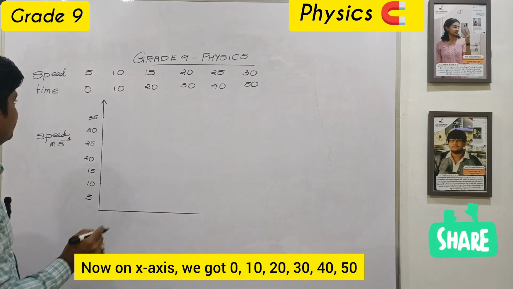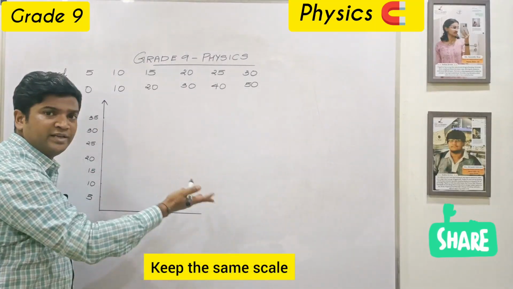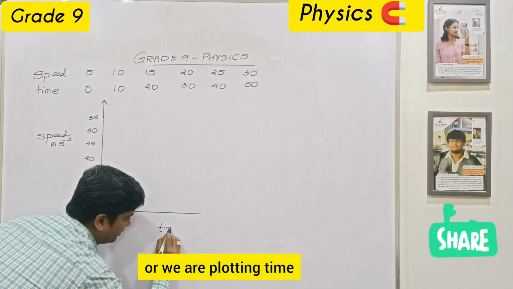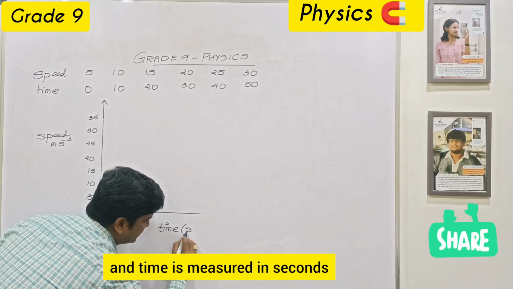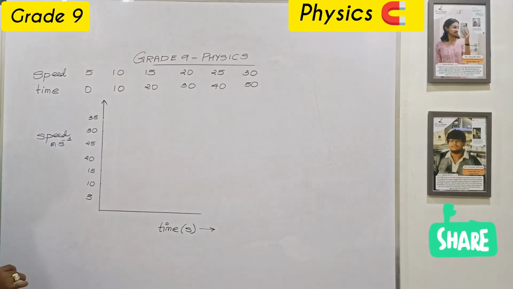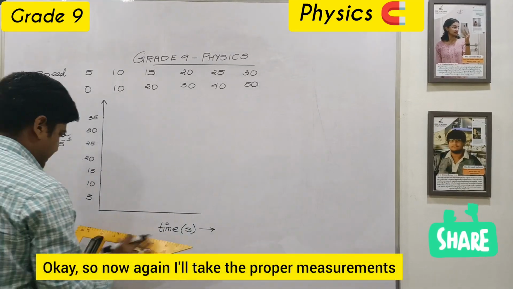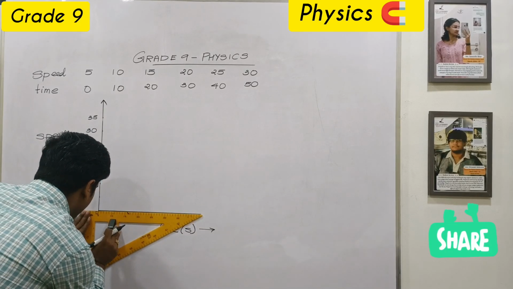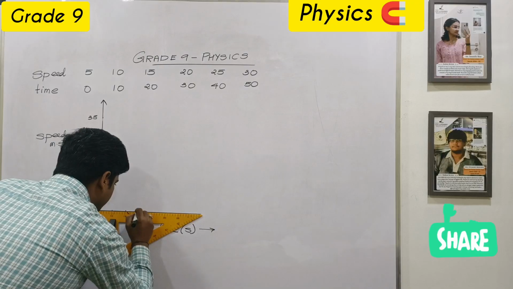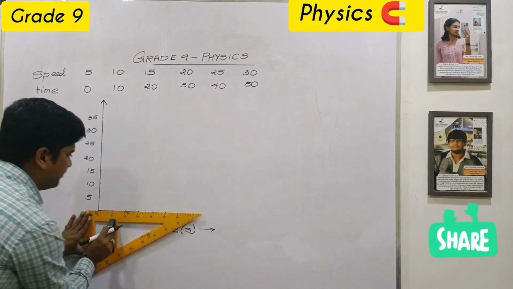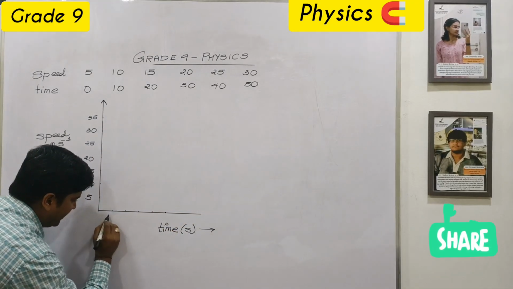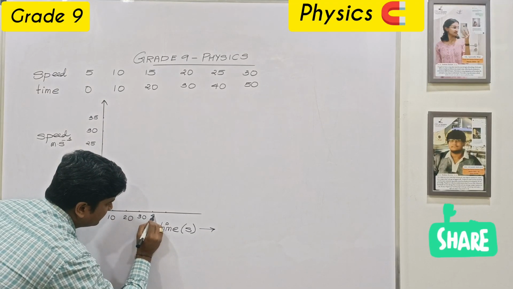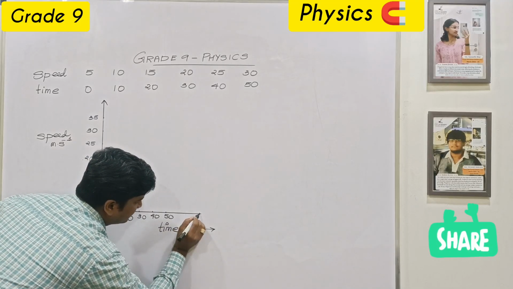Now on the x-axis we have 0, 10, 20, 30, 40, 50. So let's keep the same scale. On the x-axis we are plotting time, and time is measured in seconds most of the time in physics. Again I'll take the proper measurements: 1, 2, 3, 4 and 5. So 0, then 10, 20, 30, 40 and 50.